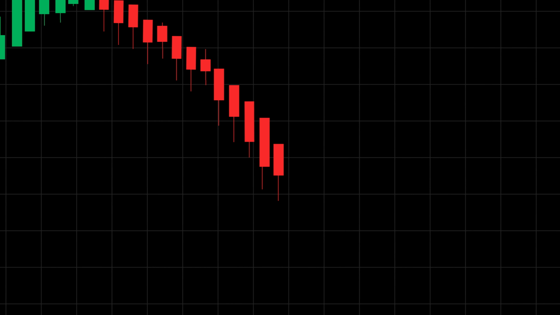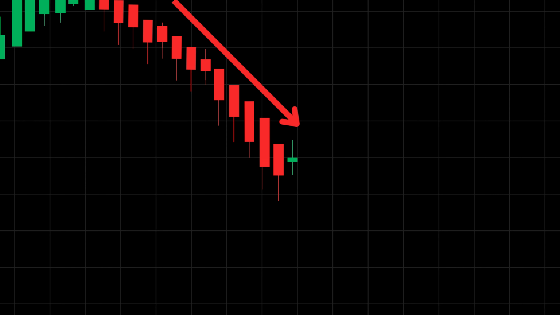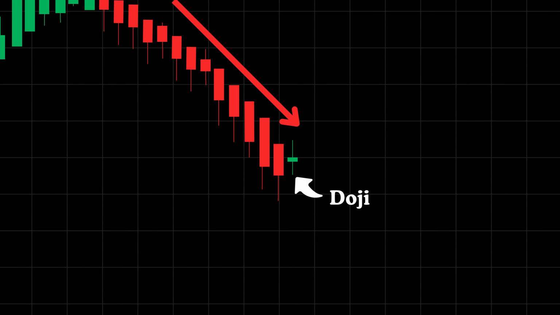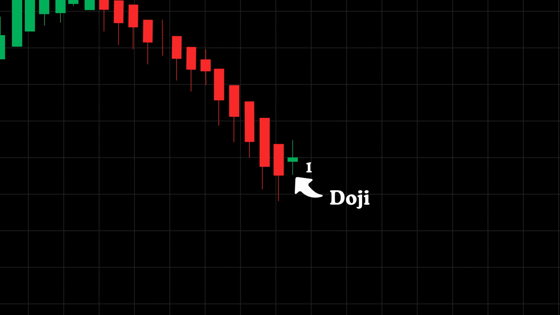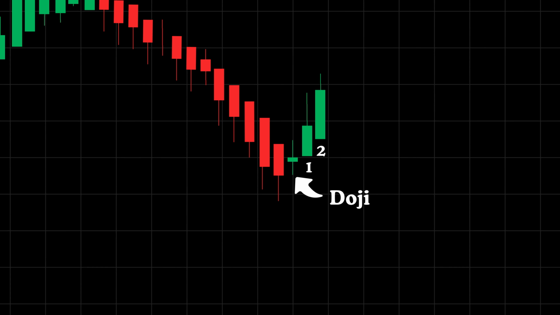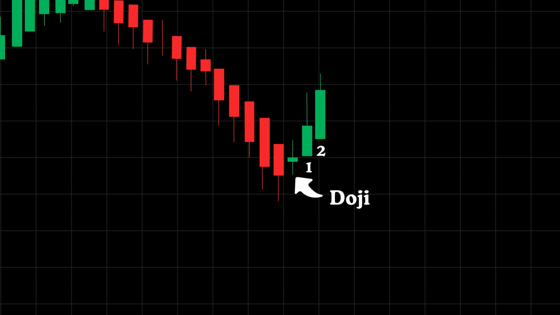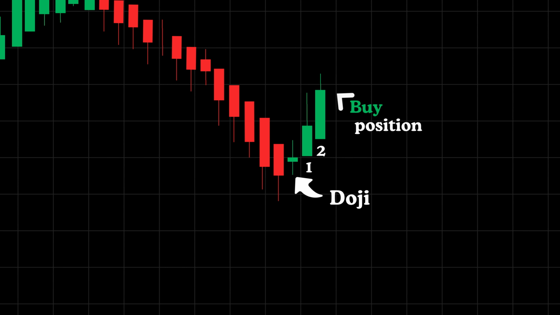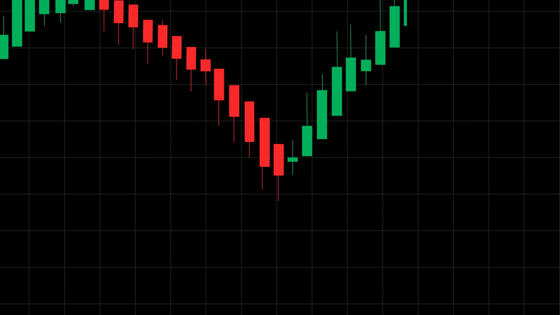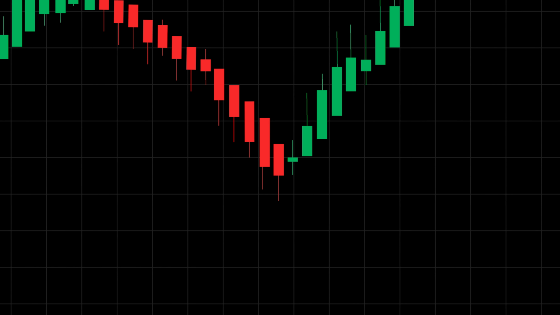Now let's check out another example. Here, you can clearly see the price is in a strong downtrend, and then a doji candle forms. After that, two large candles with single wicks appear in the opposite color of the trend, in this case, green candles. That becomes our entry signal to take a buy position. And that's how you use Heiken Ashi candles to spot potential reversals.